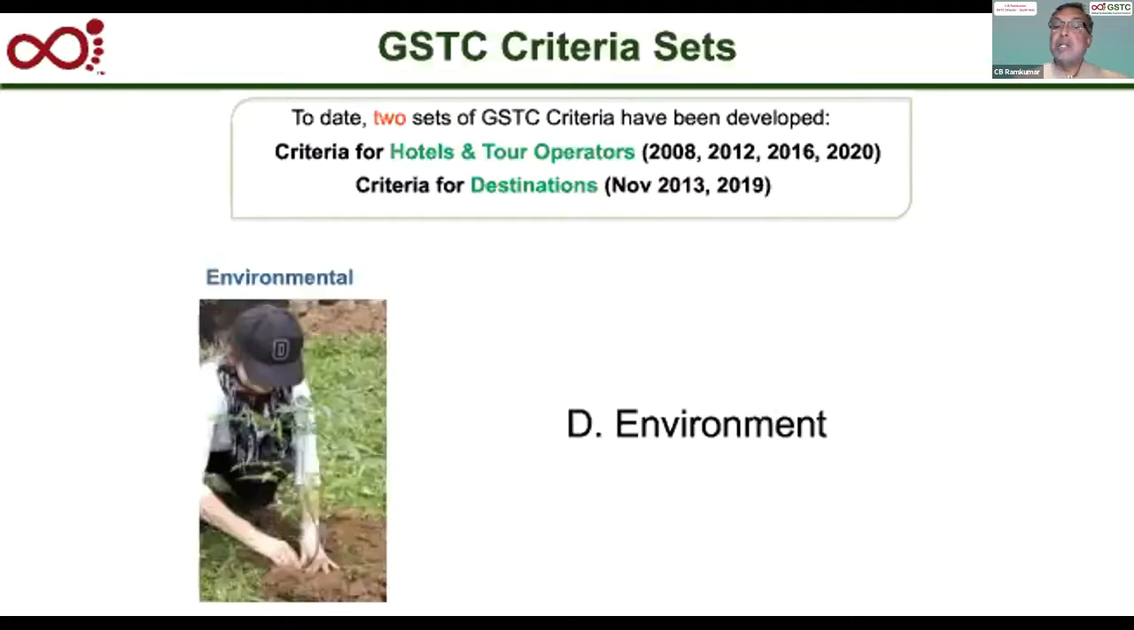And last but not the least, of course, environmental sustainability. Here we divide it into further subsections for conserving resources, reducing pollution and climate change impacts, conserving biodiversity, ecosystems, and landscapes. So these are the 4 pillars that the hotel and tour operators criteria is built on. Similarly, we have them done for destinations also, where we go through the same 4 pillars for destination sustainability.